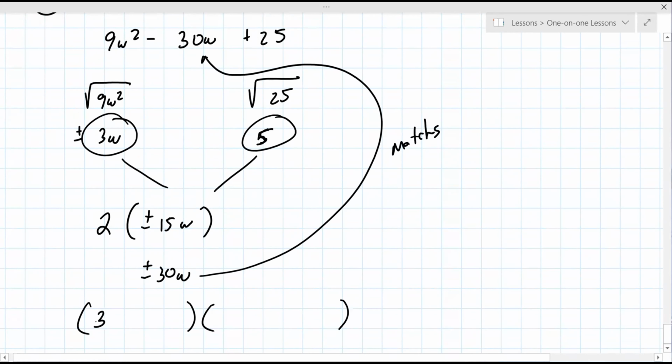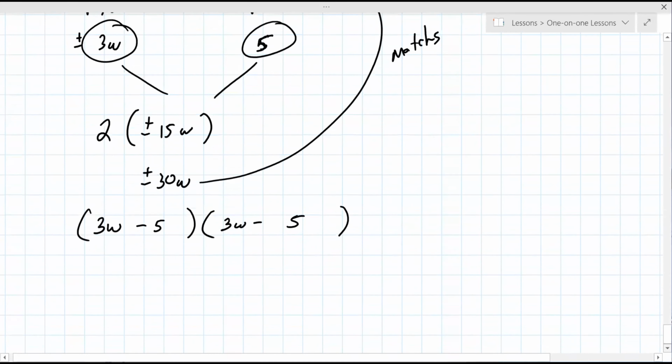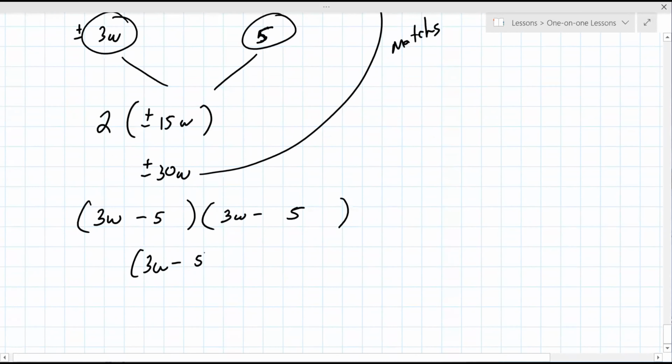That's why it's a perfect square trinomial. It's just 3w minus 5, 3w minus 5. Sometimes it's written, maybe a lot of times it's written like this. It just depends on what your instructor is looking for. Great. Okay. Move on to 14 through 16.